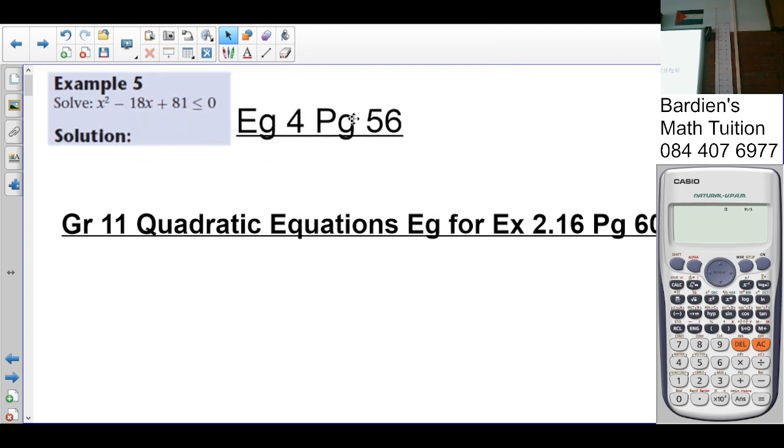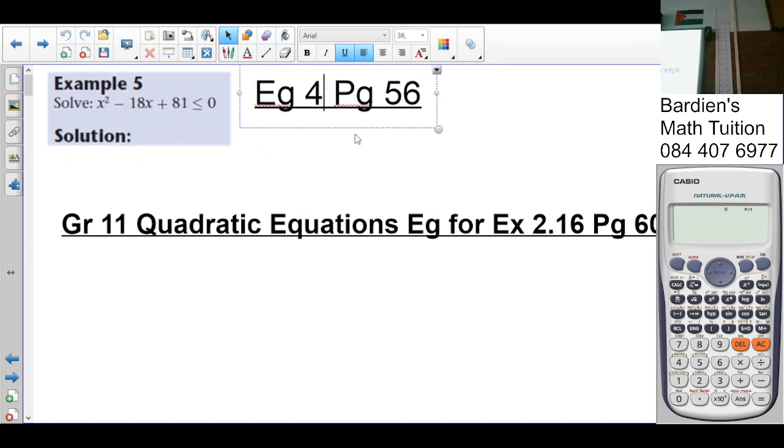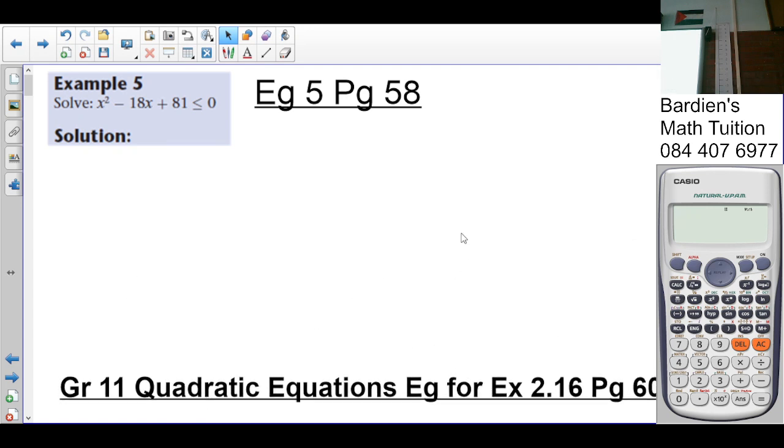Okay, so I'm going to go straight into example 5. There's one thing that changes here. It's on page 58. We are told in example 5, solve for x: x squared minus 18x plus 81 is less than or equal to 0.